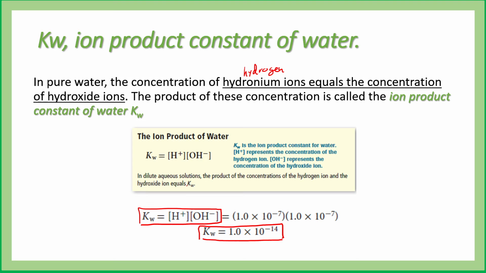So again, the ion product constant of water, Kw for short, is equal to the concentration of hydrogen ions multiplied by the concentration of hydroxide ions. In pure water, they have the same concentration, so it's just a multiplication of 1.0 times 10 to the minus 7 times 1.0 times 10 to the minus 7. If you remember the rules of exponents, if you multiply the numbers, the exponents just add, and they are minus 14.